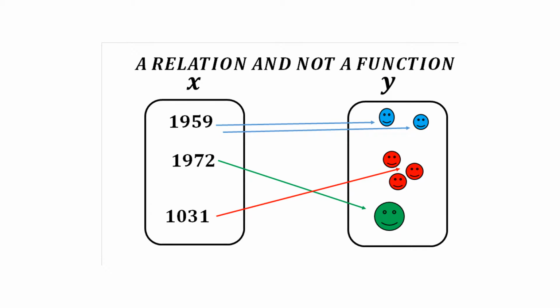Now in this example, we have a relation that is not a function. We start with the year in the set x, and we have 1959. And we see we have two smiley faces in the set y. That's not a unique smiley face in y. In 1972, that goes to 1 green face, but 1031 goes to 3 smiley faces. But the key is there's at least one value in the set x that goes to more than one value in the set y. It is not a function, but it is a relation.